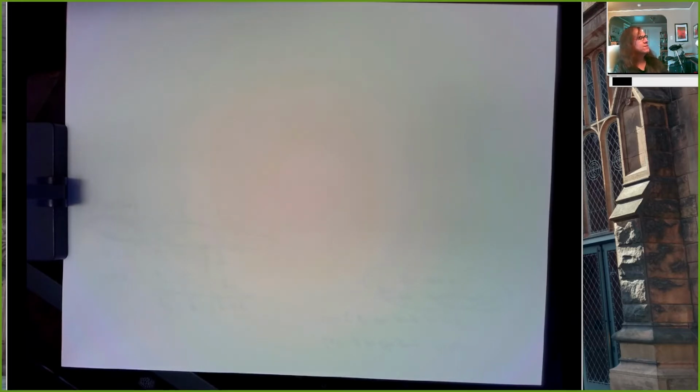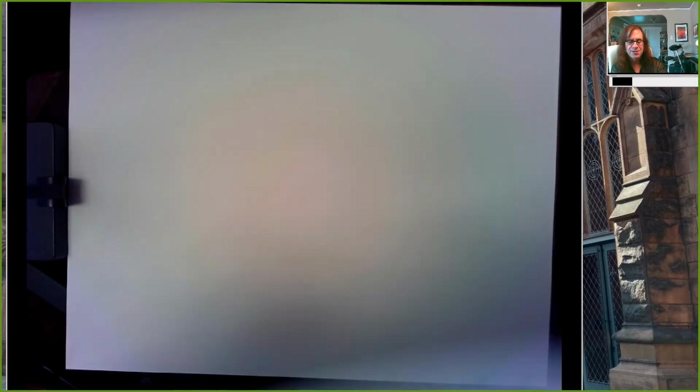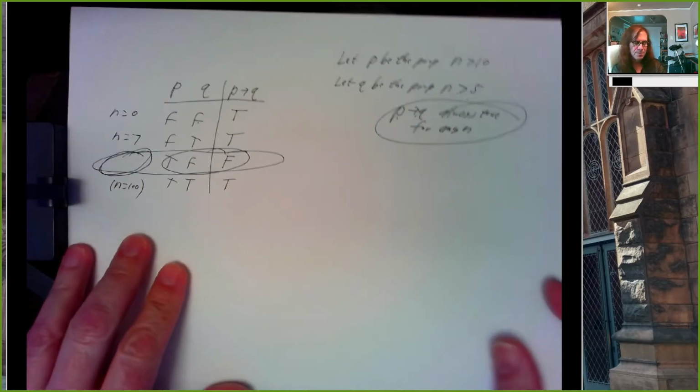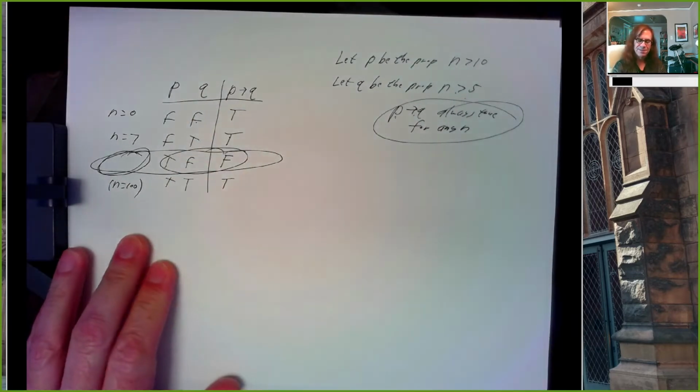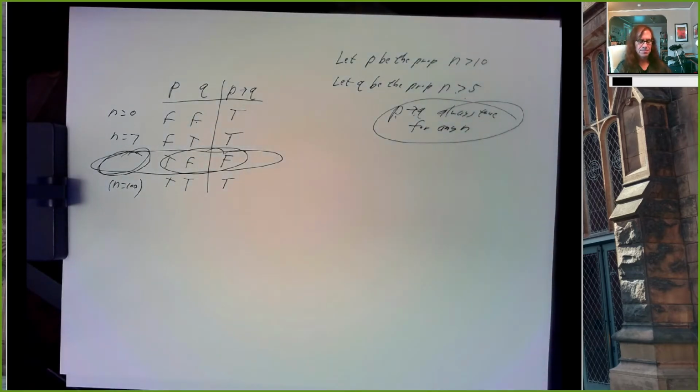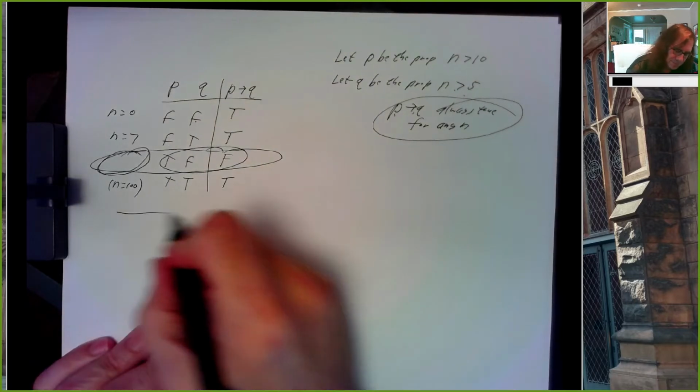What about if the left side of the implication sign is always false, but the right side is true half the time? If the left side's false, the implication is true. It doesn't matter if q is true or false.